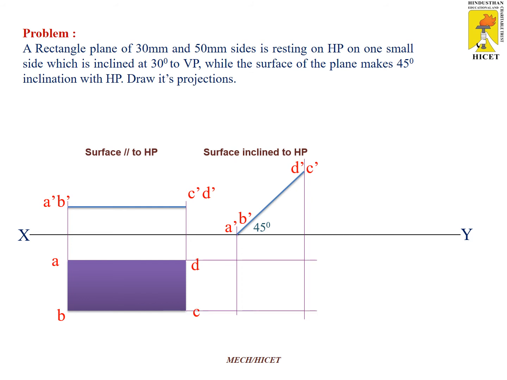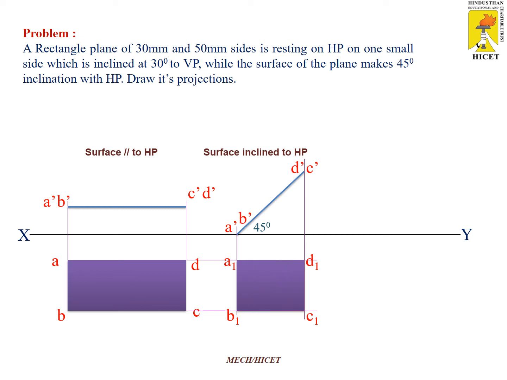After drawing this reference line, you just mark the points where A dash and A intersect, B dash and B intersect, C dash and C intersect, and D dash and D intersect, and name them A1, B1, C1, D1, like that you just mark it.